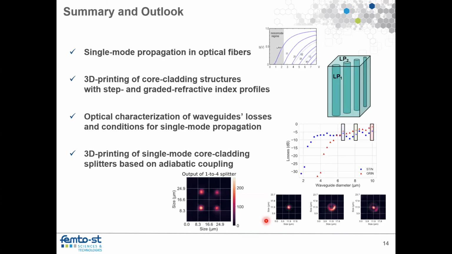And with that, I arrive at my summary. I hope you got the idea of how we decided to create these core-cladding structures. Basically, first I explained a bit the basics of single mode propagation in optical fibers, how we decided to create the same conditions with 3D printed structures, how we characterized the conditions for single mode propagation, and finally, as an application, we demonstrated single mode splitting in 1 to 4 couplers, for example.